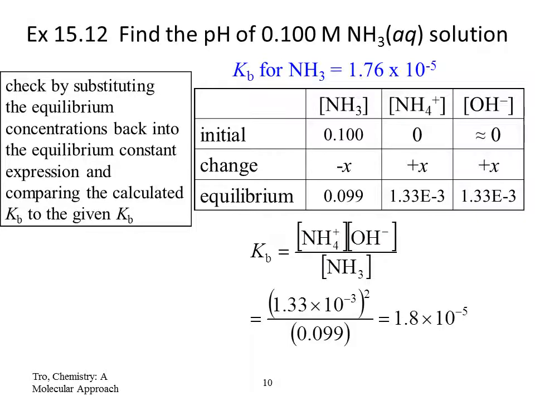So we can check our problem, whether we answered correctly, by putting in all this equilibrium constant, and then we can find the Kb. So we can see here the Kb is 1.8 × 10^-5, which is close to the 1.765 × 10^-5 given in the question.